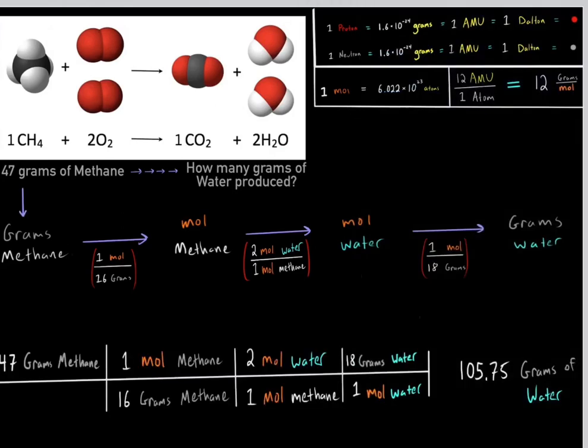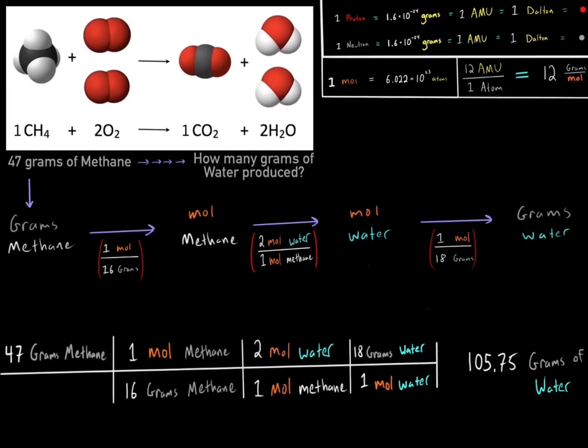So now we know the conversions. We know how to go from grams of methane to moles of methane. We know how to go from moles of methane to moles of water. And we know how to go from moles of water to grams of water. We have all the conversion factors. So we were given 47 grams of methane. We know how to go from grams of methane to moles of methane, then from moles of methane to moles of water, and then from moles of water to grams of water.